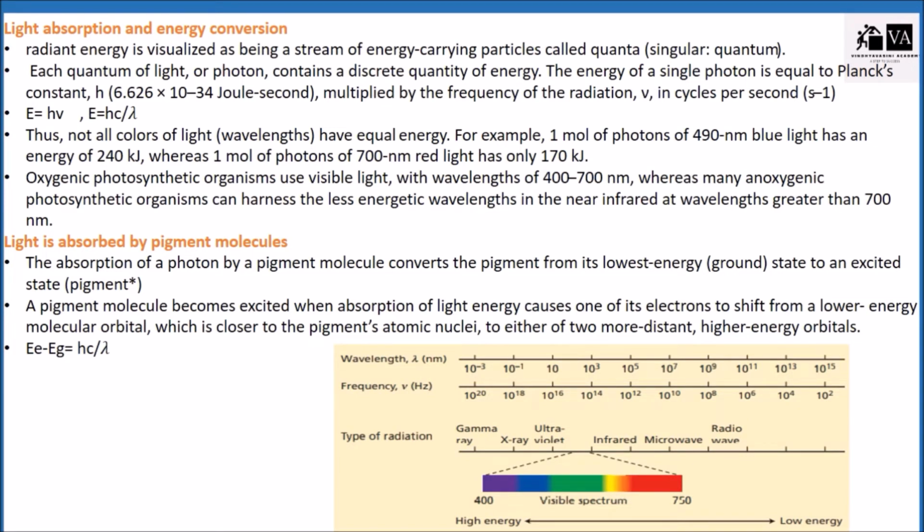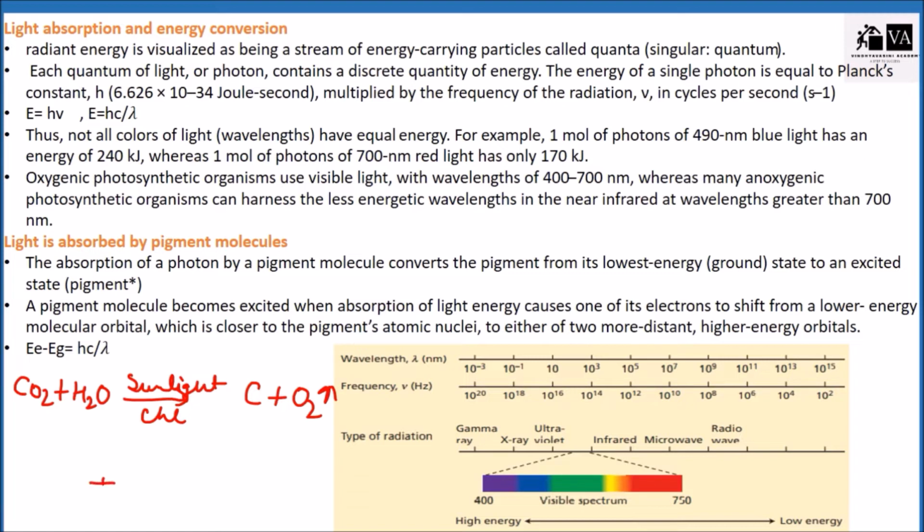Before proceeding to the next lecture of photosynthesis, we should have a basic idea about light and energy. As we know, light plays an important role in photosynthesis. In our previous lecture, we studied the equation of photosynthesis. That is, carbon dioxide plus water, in the presence of sunlight and chlorophyll, will form carbohydrate and evolve oxygen in the environment.